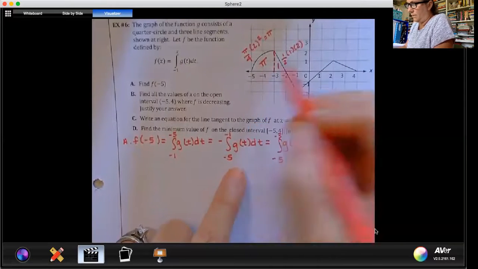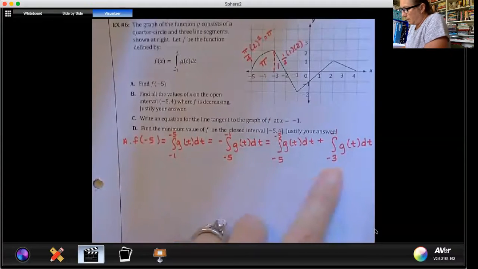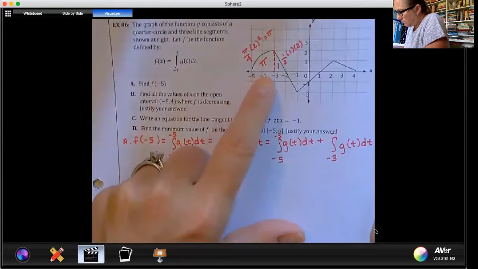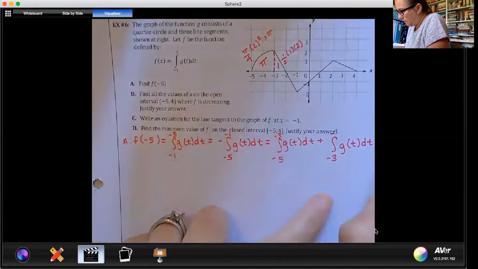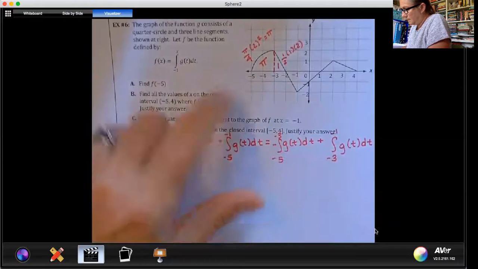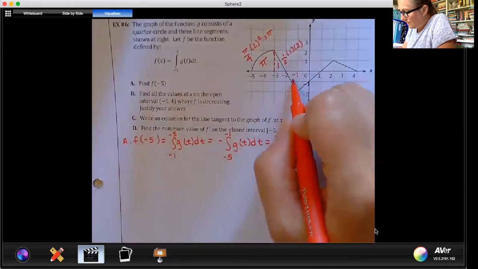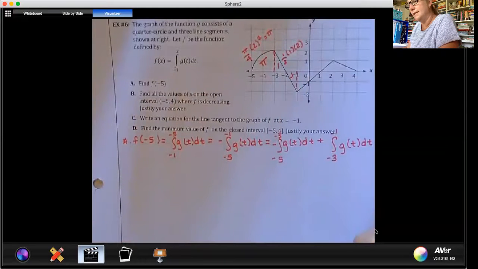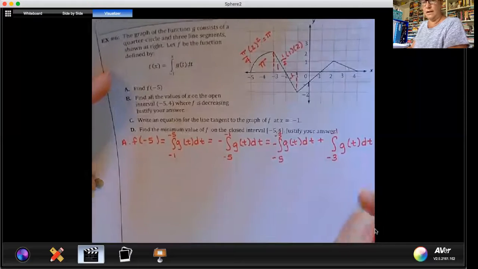So that's just going to be, let's see, from -5 to -3 is going to be negative pi because we got our negative out front. And then we're going all the way to -1. So this piece is 1, and these two triangles are congruent. So this is -1. So that's plus 0, which is just negative pi. So f of -5 is negative pi.